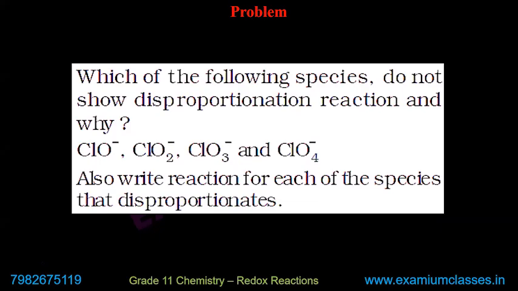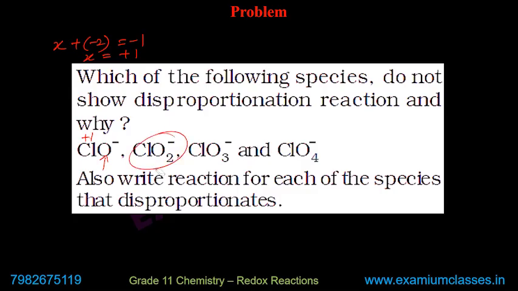So you need to first calculate the oxidation state of chlorine. These are oxides, so oxygen will have -2 oxidation state. Chlorine will have different oxidation states here. ClO minus has a minus charge, which means the sum of all oxidation states will be -1. So X, the oxidation state of chlorine, plus -2 for oxygen equals -1. So X equals 2 minus 1, that is +1. So here the oxidation state of chlorine is +1.